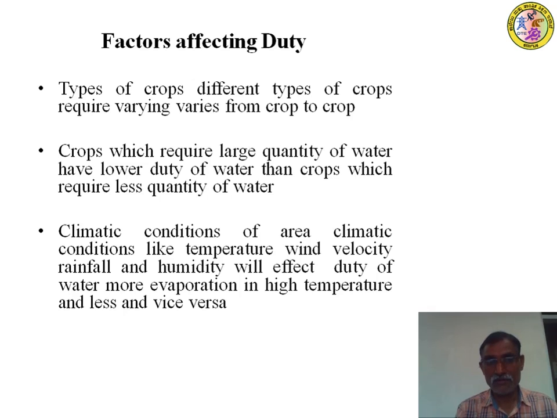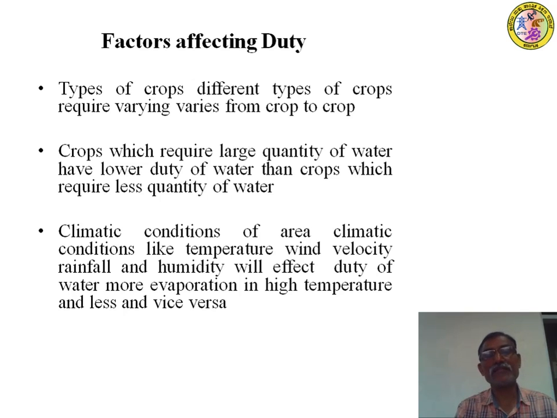Next, the definition of this duty is very important. You have heard that, you know that, is it not? D is equal to A by Q. That means A is equal to area and Q is equal to discharge. For 1 cumec of discharge, how much area is brought under irrigation is nothing but defined as the duty, that is hectare per cumec.